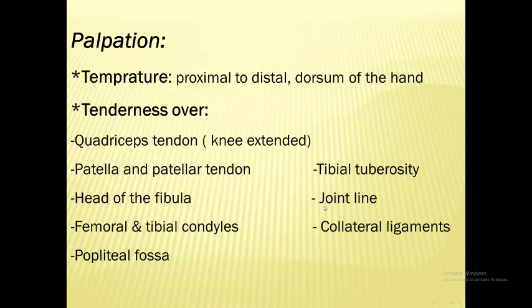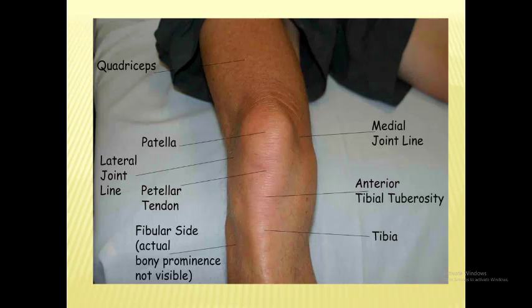Check for tenderness over the medial and lateral parts of the joint line, the femoral and tibial condyles, the origin and the insertion of the medial and lateral collateral ligaments, and of course any swelling or tenderness in the popliteal fossa, where it may be a Baker cyst or popliteal bursitis. These are the points you are going to check for palpation and tenderness in the knee joint.